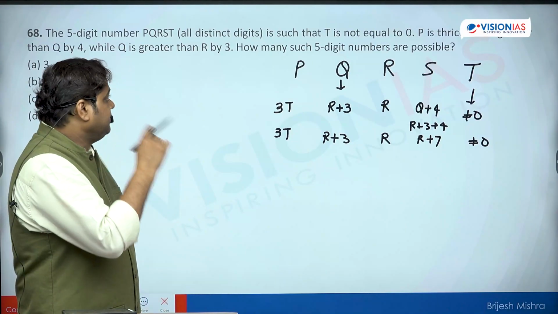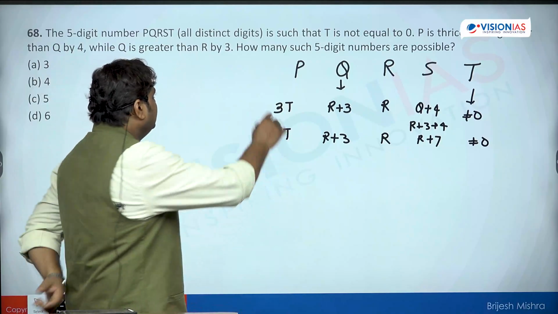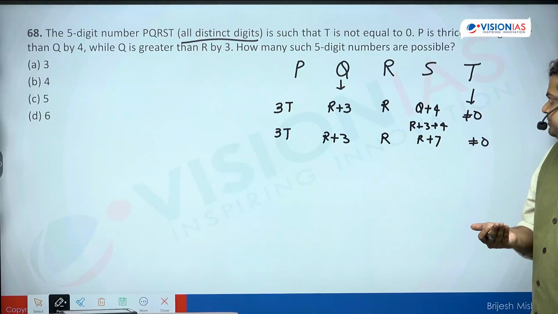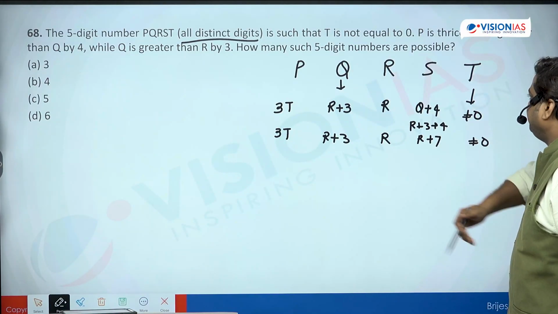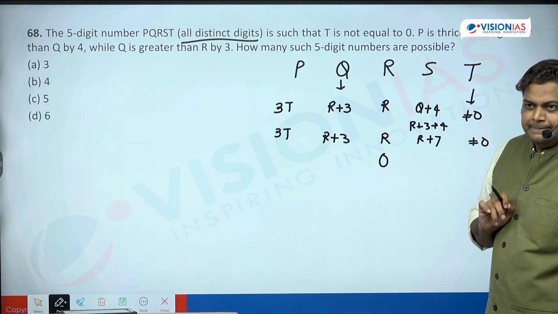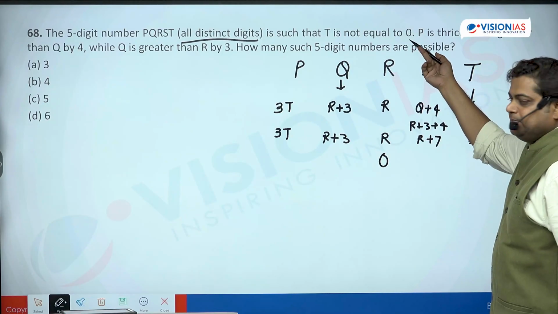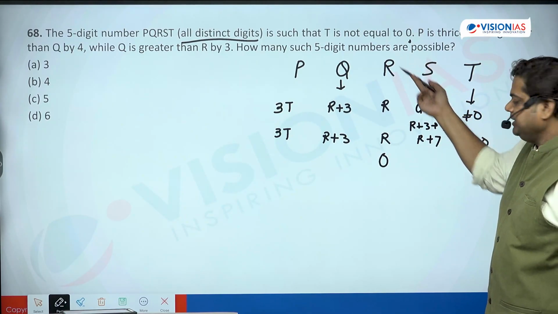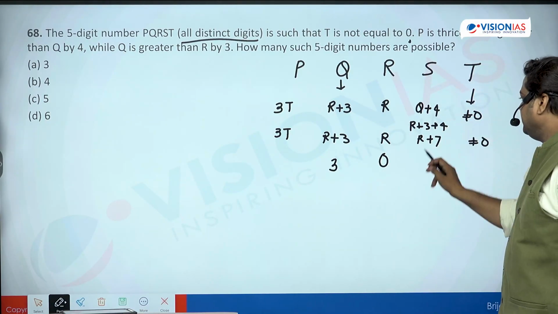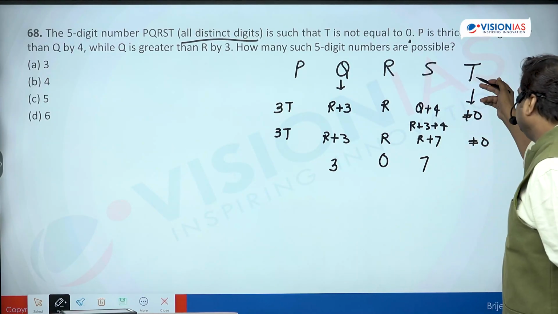Now we can take different values. All distinct digits, T is not equal to 0, so it is not written non-zero digits. 0 can be a possibility. So if we take R's value 0, can we take R's value 0? Yes? Because it is written T cannot be equal to 0. Then this Q's value will be what? 3. S's value will be what? 7. Then what can be this T's value?